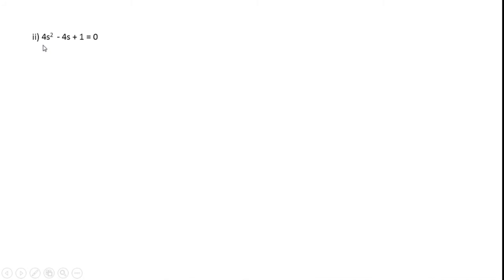The next one, 4s square minus 4s plus 1 equal to 0. To simplify this equation, I divide this equation by 4. So we get s square minus s plus 1 by 4 equal to 0. Now we can split the middle term. So s square minus 1 by 2s minus 1 by 2s plus 1 by 4 equal to 0. By adding we get the middle term, by multiplying we get the constant term.